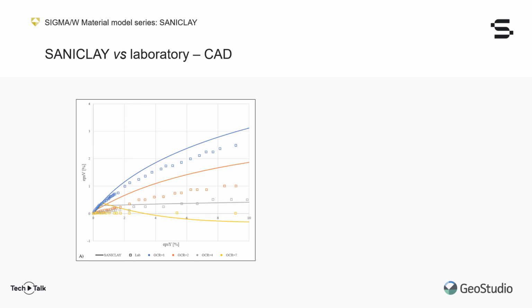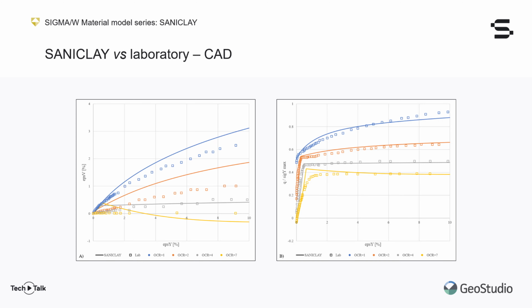OCRs of 1, 2, 4, and 7 are shown in blue, red, gray, and yellow respectively for both data sources. We see SANICLAY performs well in predicting the volumetric trends observed in the laboratory. All samples show contraction, except for OCR of 7 where light dilation is observed. The corresponding stress-strain curves are shown on the right. The match between SANICLAY and the laboratory results is extremely good here.